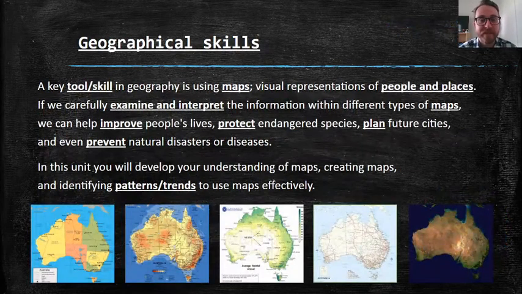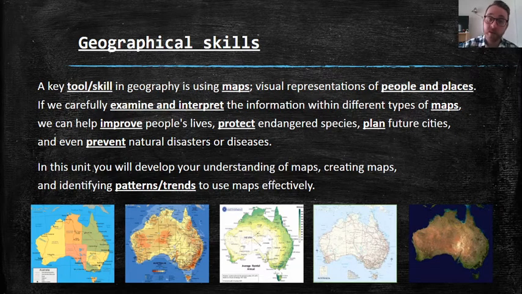Now, geographical skills. A key tool or skill in geography that we'll be looking at this term is how to use maps. A lot of people hear the word geography and their first thought is maps. It's not so much the maps, it's about what's in the maps, the people and places in the maps. You still need to be able to read those maps, so just like in English, we teach you how to read. So maps are visual representations of people and places. So you can see below, we've got lots of different types of maps of Australia.